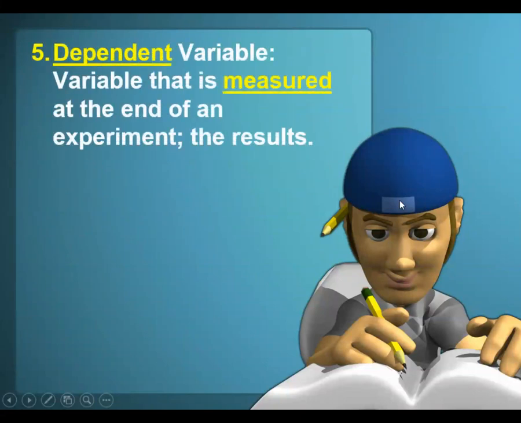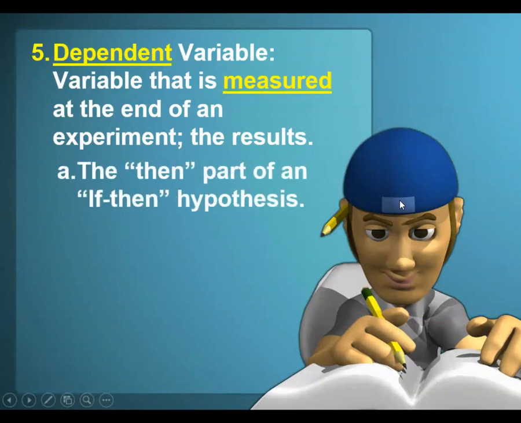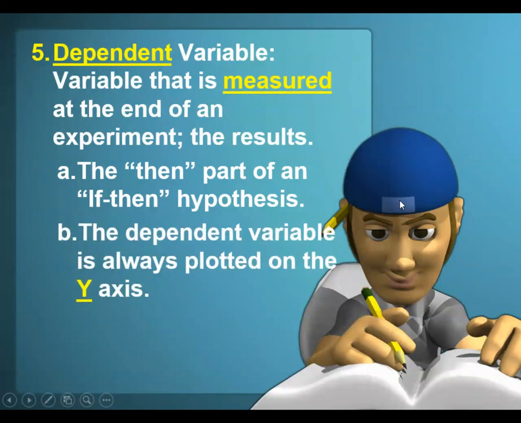Then there's the dependent variable, and this is the one that you measure. This is your data. So remember, dependent and data both start with D. And this is the result. This is what we measure and end up with. And it's going to be the then part of the if-then hypothesis. And you're going to plot it on the y-axis when you're graphing it.